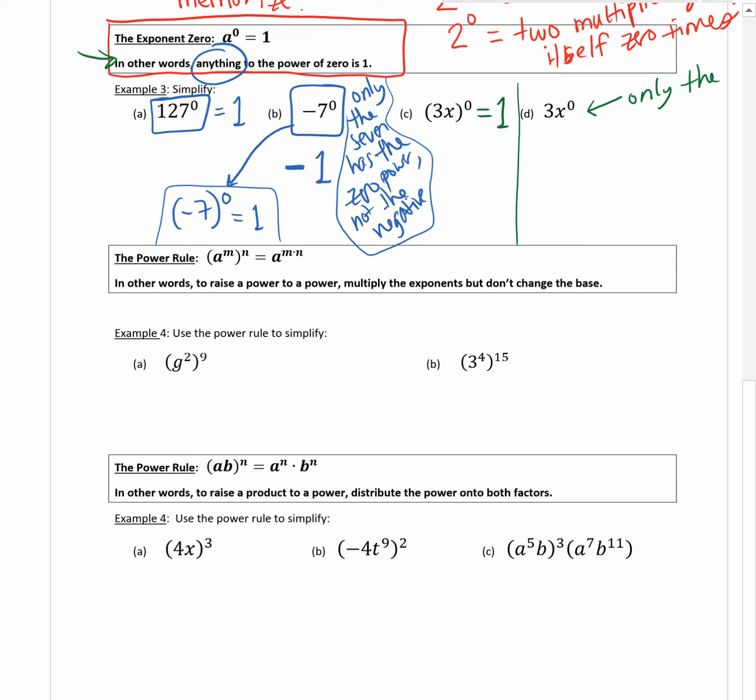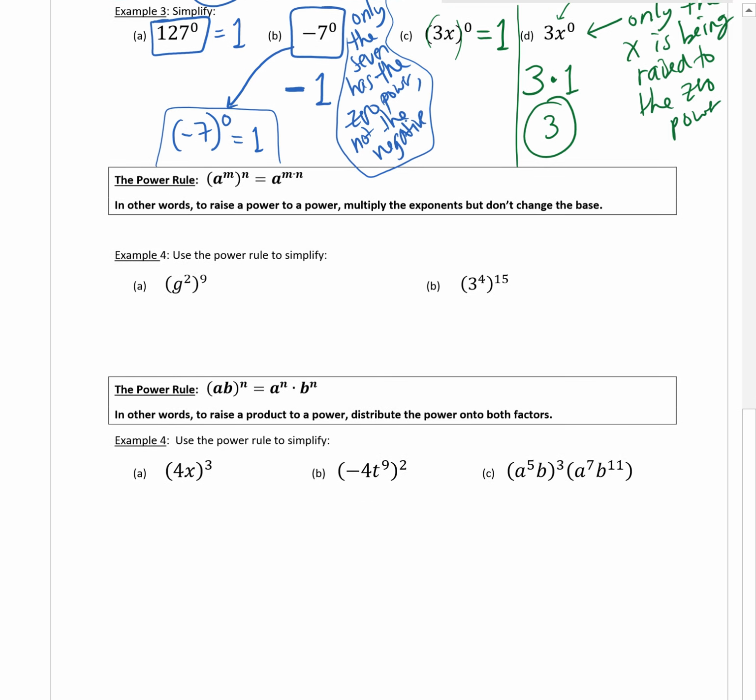raised to the 0 power. Not the 3. The 3 is just kind of along for the ride. So you can kind of think, well, the 3 is just kind of sitting there waiting to see what happens to the x. X raised to the 0 power is 1, like we've seen. So it ends up being really 3 times 1, which is 3. So be careful. Parentheses really make a difference. Putting it around the 3x makes the whole answer 1. But no parentheses means only x is raised to the 0 power. That'll make x to the 0 power 1, but the 3 is still there being multiplied by the 1.